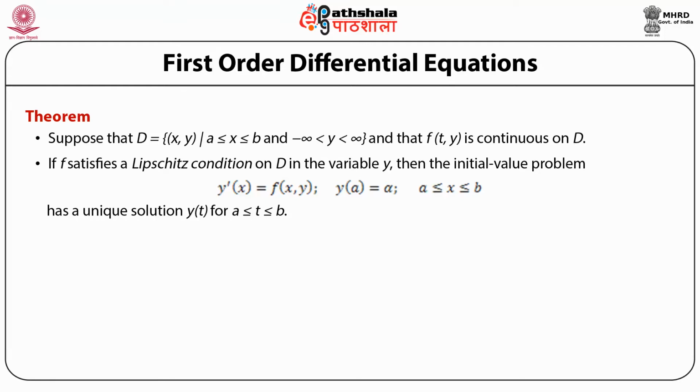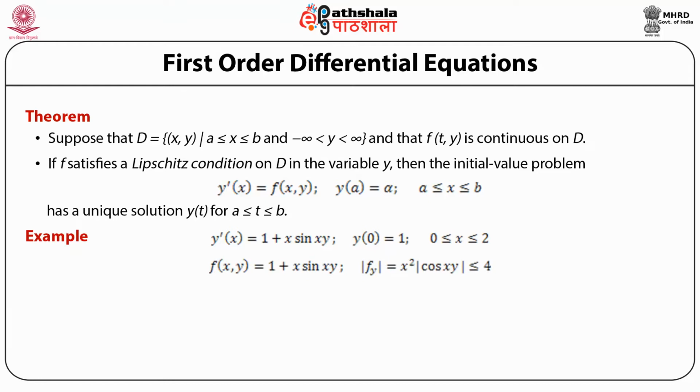This equation has a unique solution y(t) for t less than or equal to b and greater than or equal to a. For example, y prime of x equals 1 plus x times sine of xy, with y at x equals 0 being 1, where x lies between 0 and 2. Now, if f(x,y) is equal to 1 plus x times sine of xy, then mod of f_y is equal to x squared times mod of cos xy, which is less than or equal to 4.